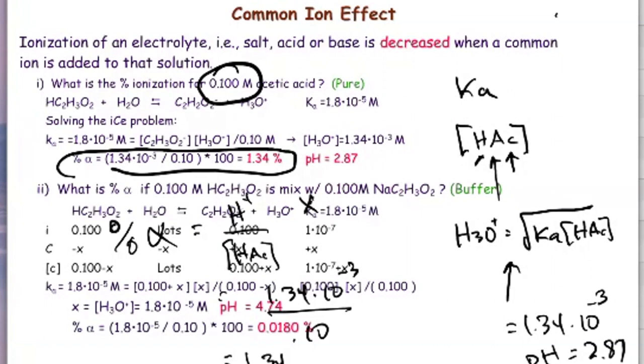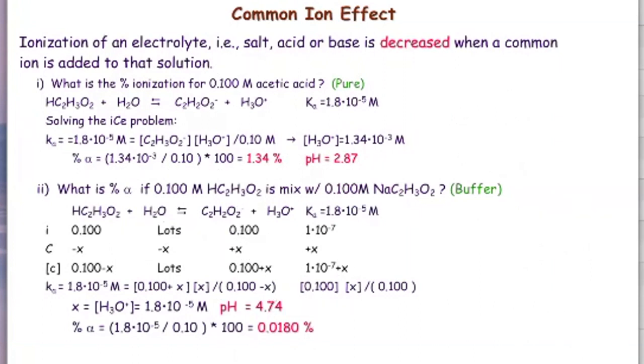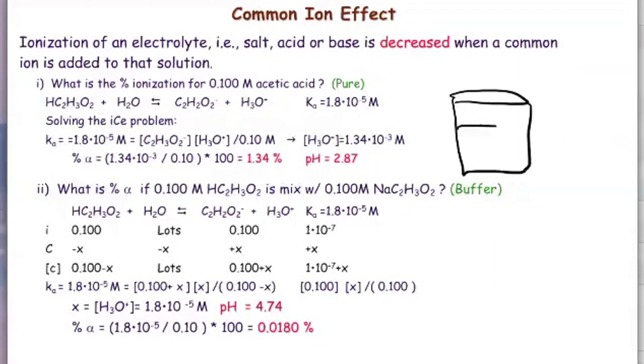Now, what happens when you introduce the common ion? Let me clear this real quick. Let's say I have a beaker and I put acetic acid in here, and the acetic acid concentration is 0.100, but I also put in here sodium acetate.